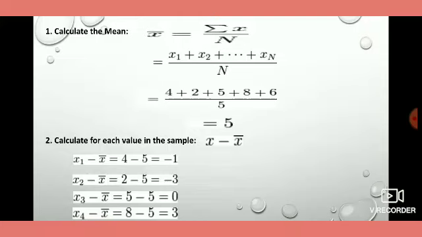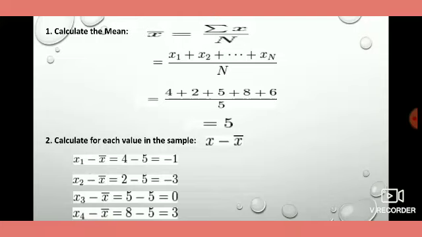So calculating the standard deviation, our first step is to calculate the mean. For the mean we add all the numbers of data. Like as you can see, 4 plus 2 plus 5 plus 8 plus 6 is equal to 25. After adding all these numbers, now I am dividing it by 5, so the answer which we get is 5. So it means our mean is 5.